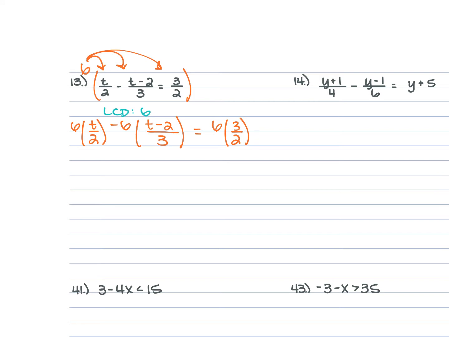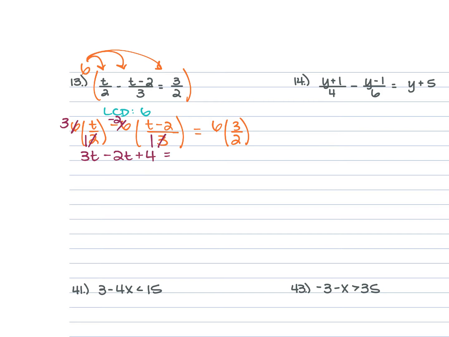The 6 times t over 2. The 2 and the 6 share a common factor of what? 2. So the 2 becomes 1 and the 6 becomes 3. So 3 times t gives us 3t. The negative 6 times t minus 2 all over 3. The negative 6 and the 3 share a common factor of what? 3. So 3 turns into 1, and the negative 6 turns into negative 2. Negative 2 times t is negative 2t. Negative 2 times negative 2 is positive 4.